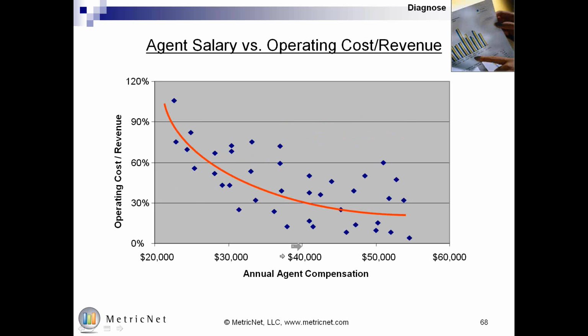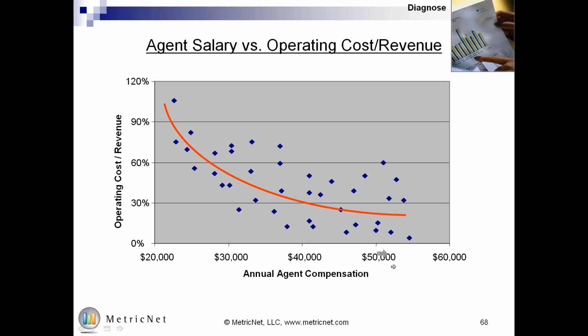The same thing is true if we look at annual agent compensation versus one of those hybrid metrics that I talked about earlier, operating costs divided by revenue. Again, the red line is a nonlinear regression, and we see that operating cost as a percentage of revenue, this would be in a revenue-generating call center, as agent compensation increases, the metric improves. Operating cost as a percentage of revenue decreases.